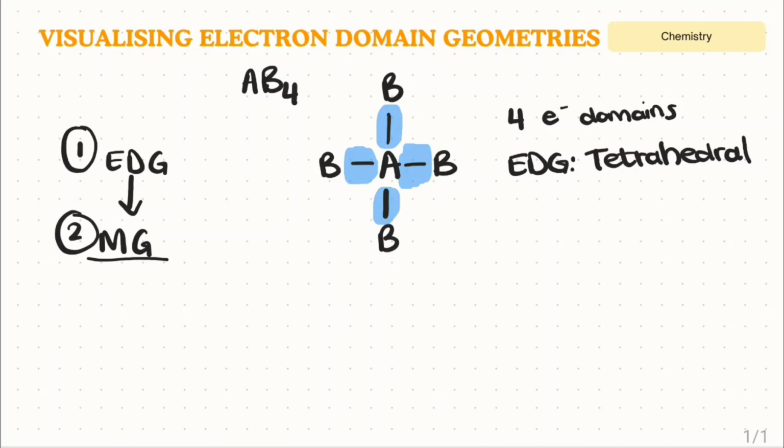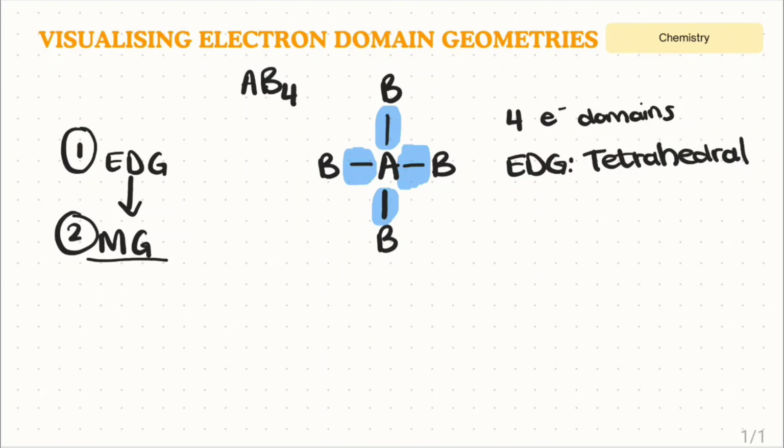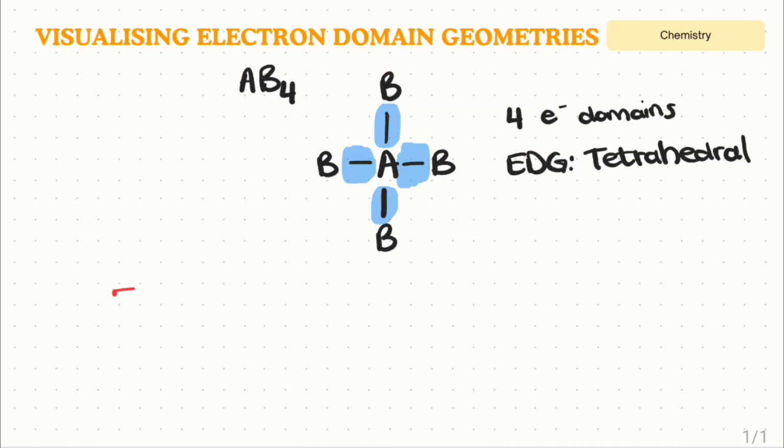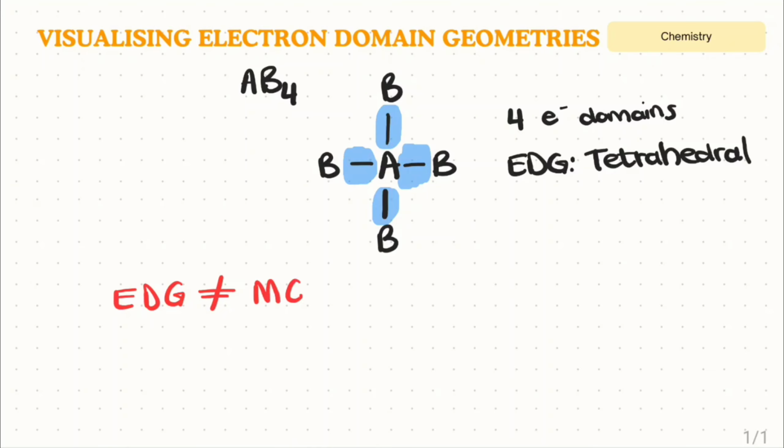That's an important distinction. Our electron domain geometry, we are looking at our domains around it. When we look at our molecular geometry, we look at what our bonding electrons are doing, and that's a different type of geometry. So our electron domain geometry is not our molecular geometry.